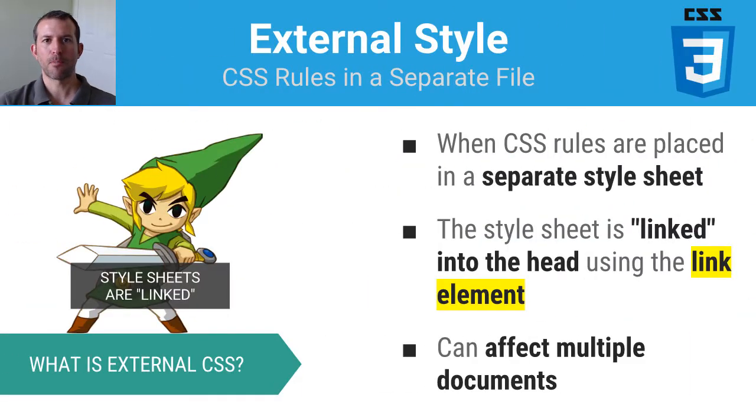External. This is the preferred method. This is when you write CSS rules and you place them in a separate style sheet. This style sheet is then linked in to the head of your web page, and that's how the rules are included. And you use the link element to do this. By separating out your style into a separate style sheet, you can then use that style sheet in multiple web pages.